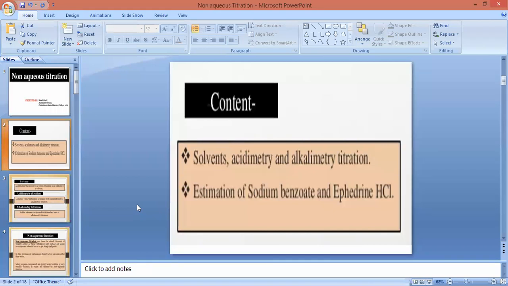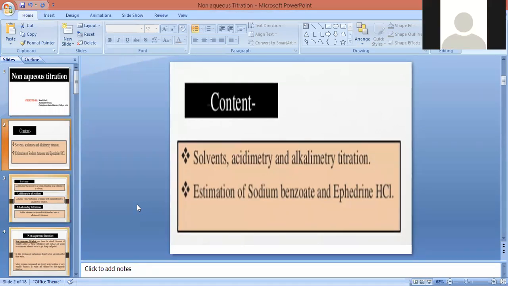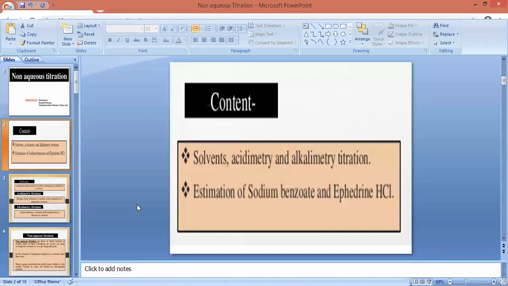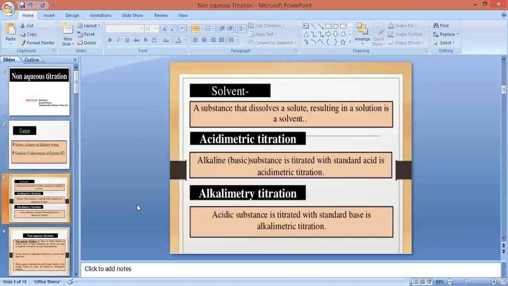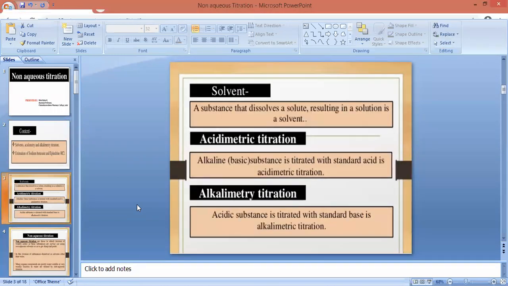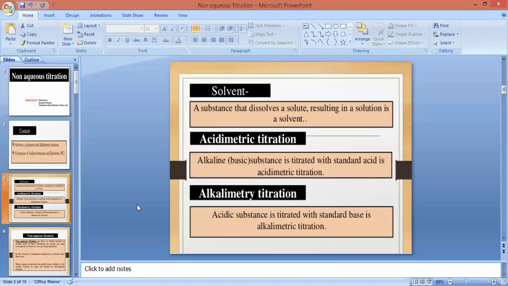That is, what is a solvent, what are the non-aqueous types of solvent, that is aprotic, protogenic, protophilic, amphiprotic. What is acidimetric type of non-aqueous titration, what is alkalimetric type of non-aqueous titration, and estimation of two drugs, that is sodium benzoate and ephedrine hydrochloride. So before moving on towards the main part of non-aqueous titration, let me clear some basic terms related to non-aqueous titration. First term is solvent.